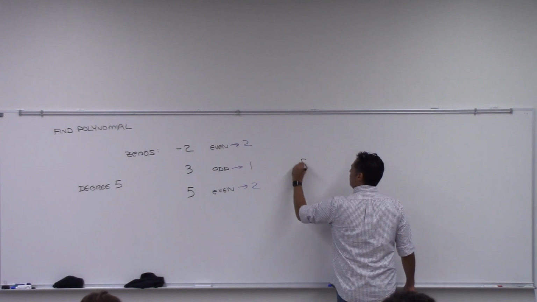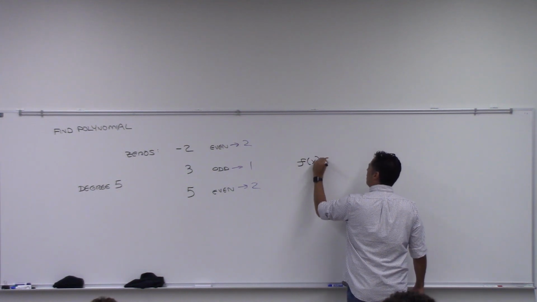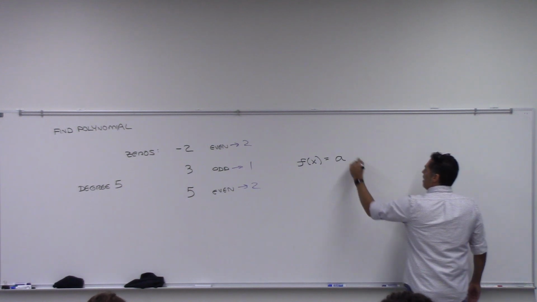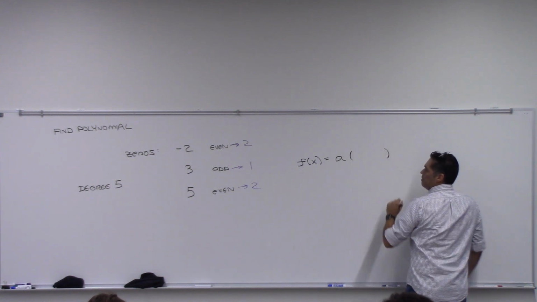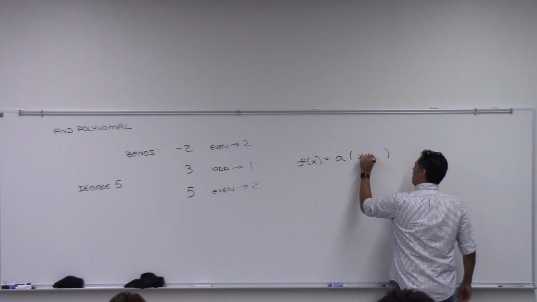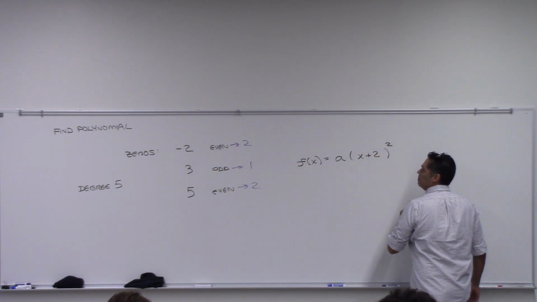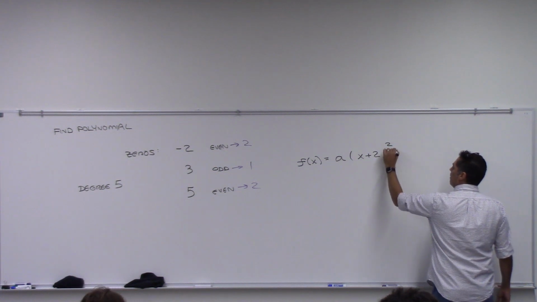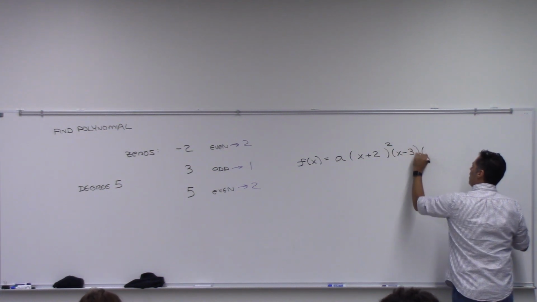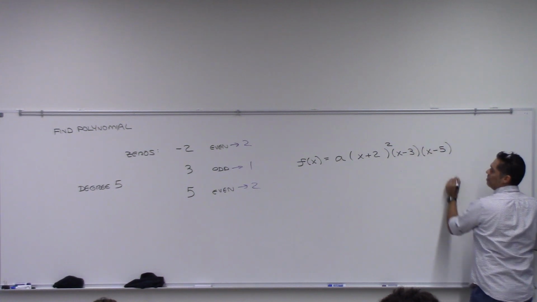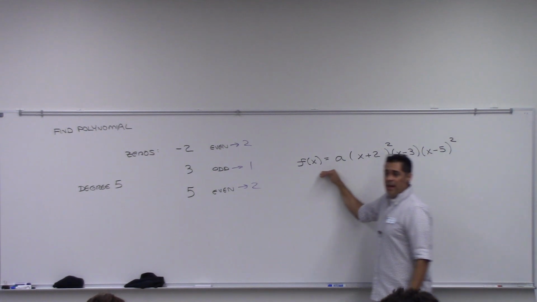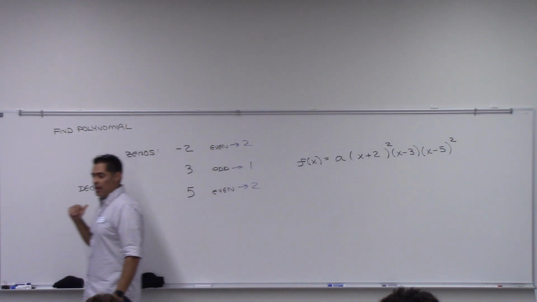Okay, let's see if we can come up with a function. Now that we've done a few of these, I'm going to go ahead and throw the a there. I need one factor for this one, so x plus 2, and I need the degree on that to be 2. And then I have x minus 3, and the degree on that is 1. And then x minus 5, and the degree on that is 2. Right? So this is my function up to now, right? Anything else?